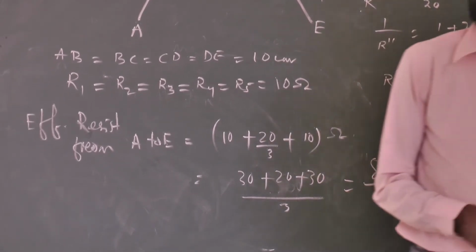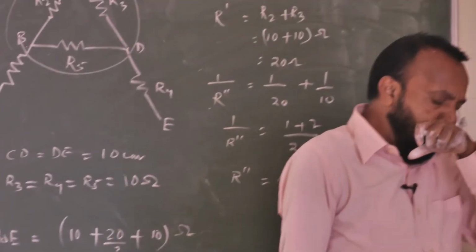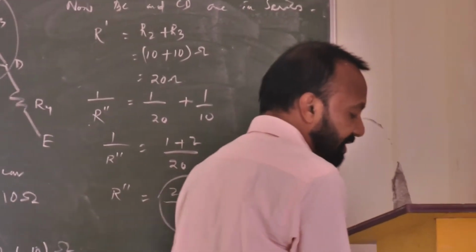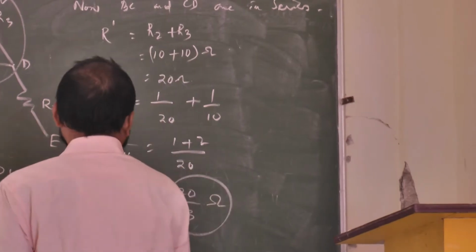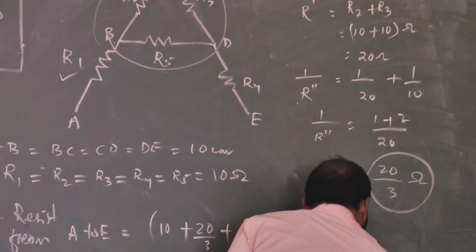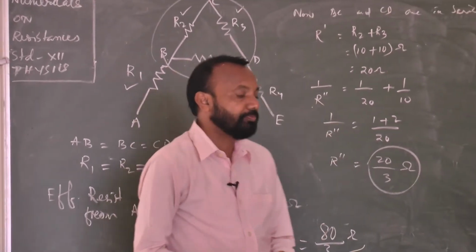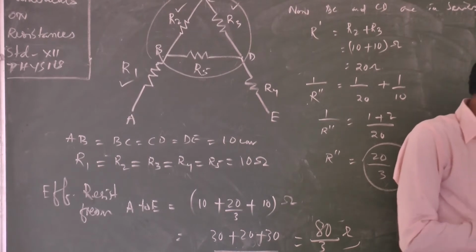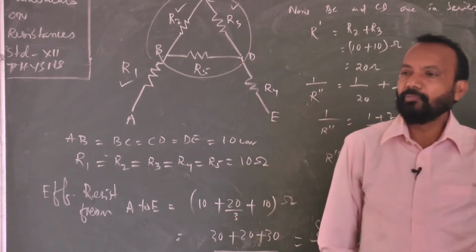80 by 3 means how much? In decimal, calculate. 26.67. 26.67 ohm approximately. Okay.